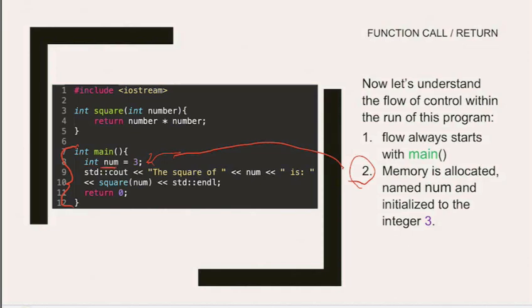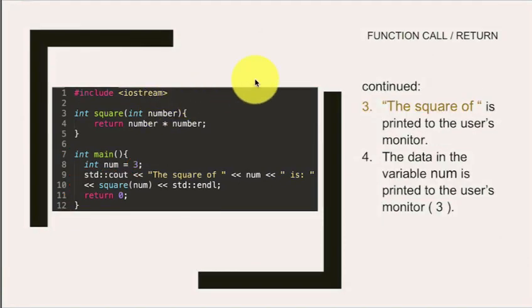That memory space is named num, and the value of 3 is placed into that memory location. Next step in the flow of control, we're at line number 9 and step 3. At this point, when the program is running, the string "the square of" is printed out to the user's monitor. So part of that output is printed out. The square of is printed.